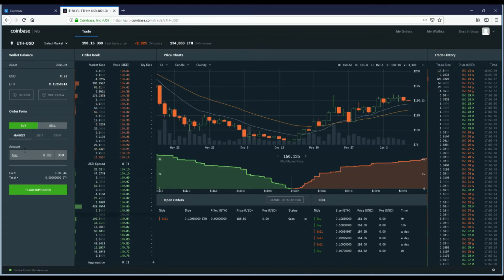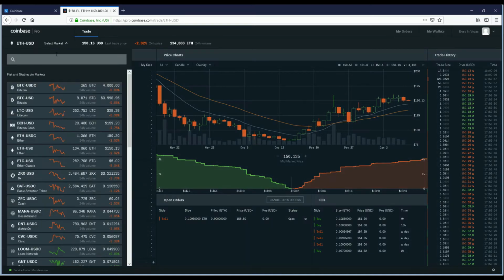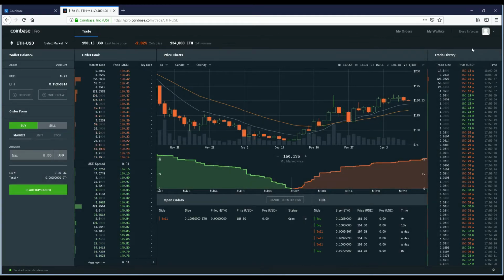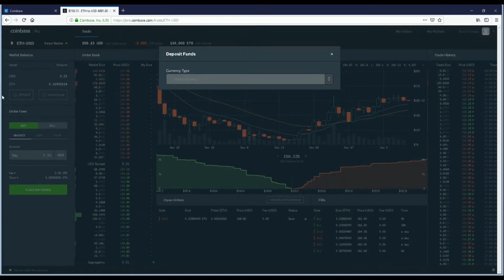But what I first want to show you is how you get that money initially from Coinbase and then over here, because when you log on here and go to my wallets, nothing will be in there. And you're like, what the hell? I thought I had $100 or a couple hundred in there and it's not there. So what you do is you go to deposit. I'm going to show you this right now.